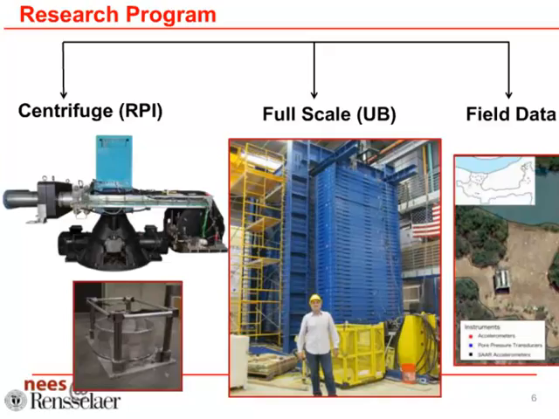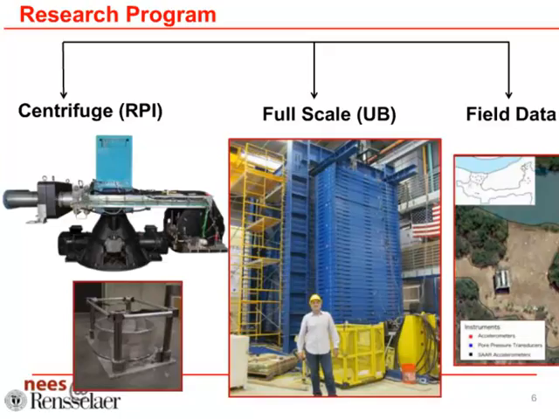We used three different types of techniques to do our analysis. One used centrifuge testing, where we do a lot of tests, subject the model to a series of shakes, and see how the liquefaction resistance develops with time. We also did full-scale testing at the University at Buffalo, with their full-scale shaking capabilities and a container about 18 feet long. And it's always important to compare to reality, which is the field data. So we focused on some well-known case histories in the Imperial Valley area to see if we are getting the same behavior.